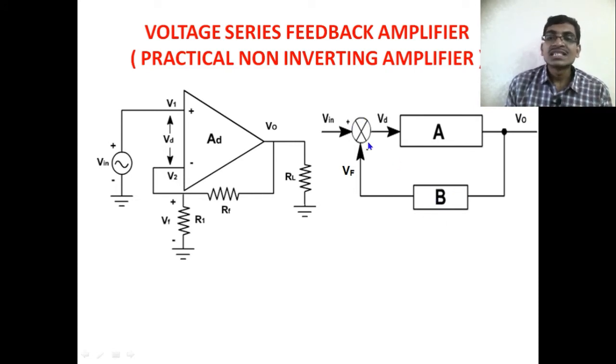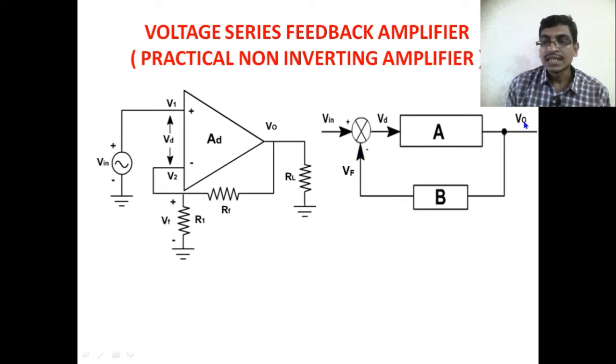This is a mixer, and V0 is the output voltage. The open loop gain of this op amp section is V0 divided by VD. Output voltage divided by the input voltage of our op amp, VD, gives us the open loop operational amplifier gain. When we want the closed loop operational amplifier gain, the output voltage is V0 only, but the input voltage is VIN, just before the feedback signal.